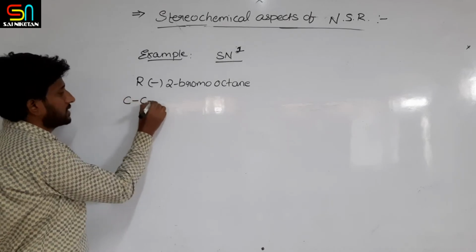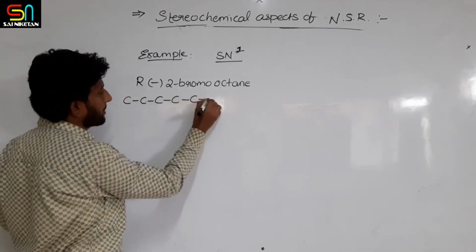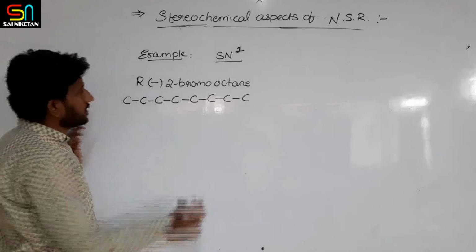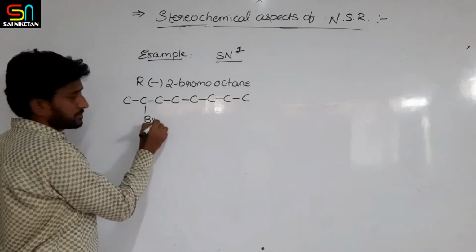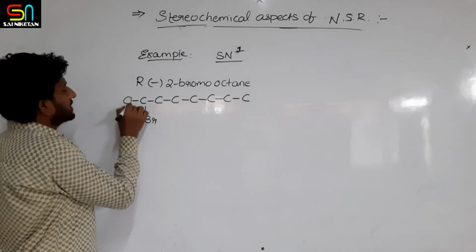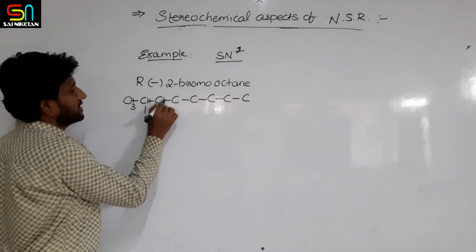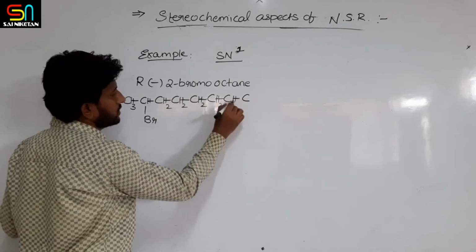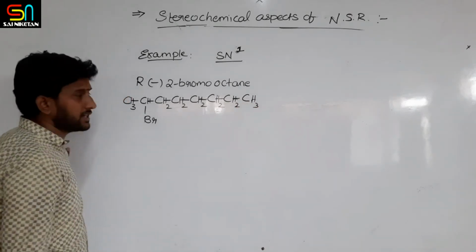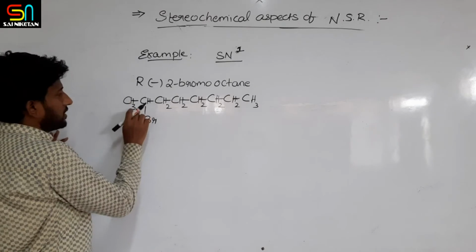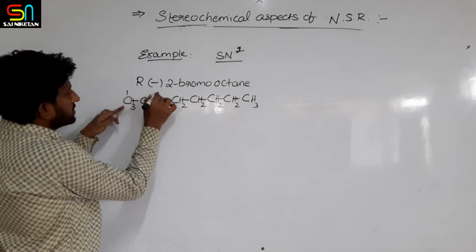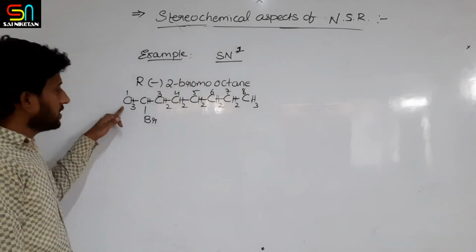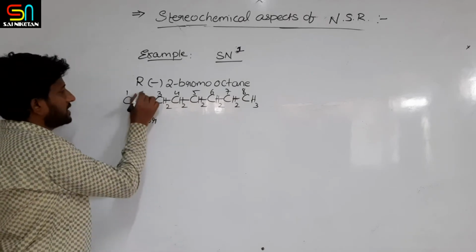Octane means 8 carbons, as you know. Okay, 1, 2, 3, 4, 5, 6, 7 and 8. Right? 2-bromo means second position, bromine is there. So this is CH3, this is H, this is CH2, it is CH2, it is also CH2, CH2, CH2, CH3. Right? That means this C1 carbon, C3 carbon, C4, 5, 6, 7, 8, all these are achiral carbons, whereas C2 carbon is chiral.